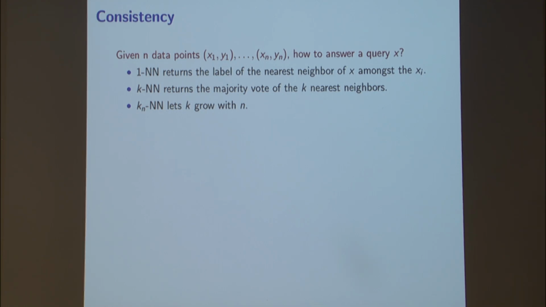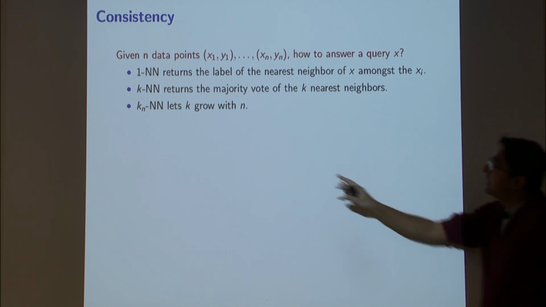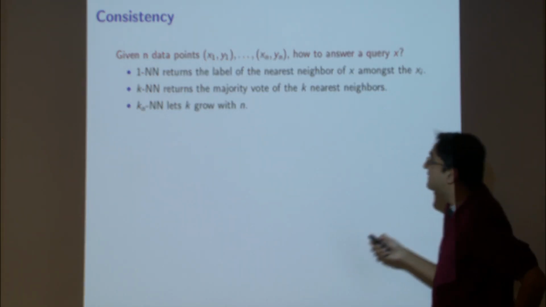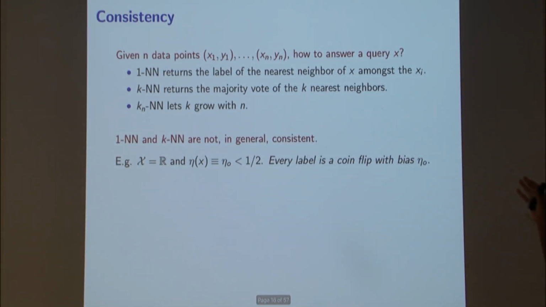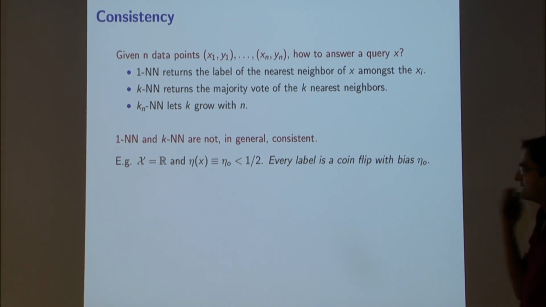So k could be log n or square root n, something like that. It turns out you really have to do this, okay? Because the first two are not consistent. Okay, and I'll just give you a quick example of this.